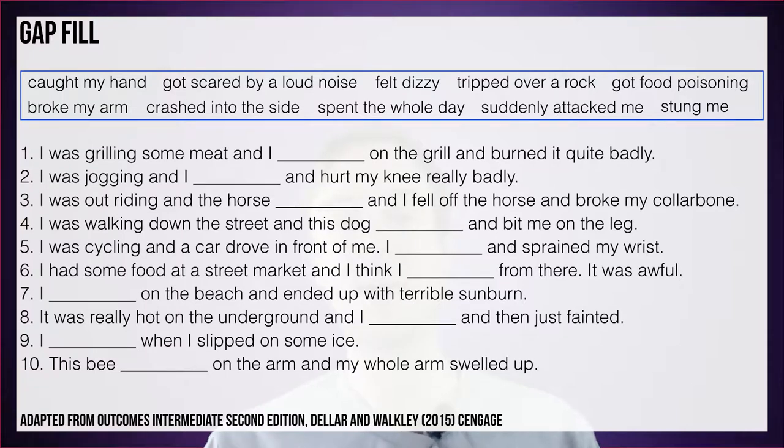Later, I might use gap fills where just one word is missing if I want to test the student's memory of chunks, as they can use the parts of the chunk that are there to remember the missing word.